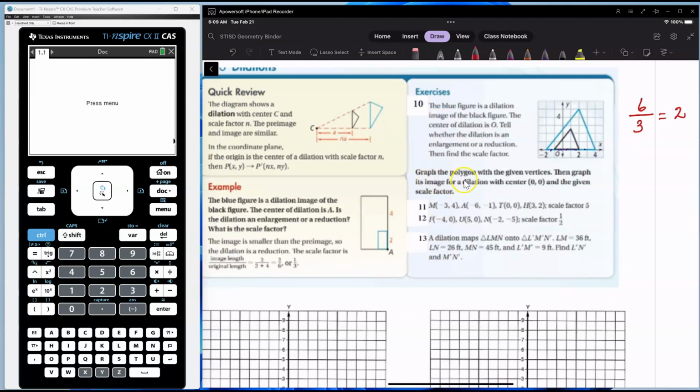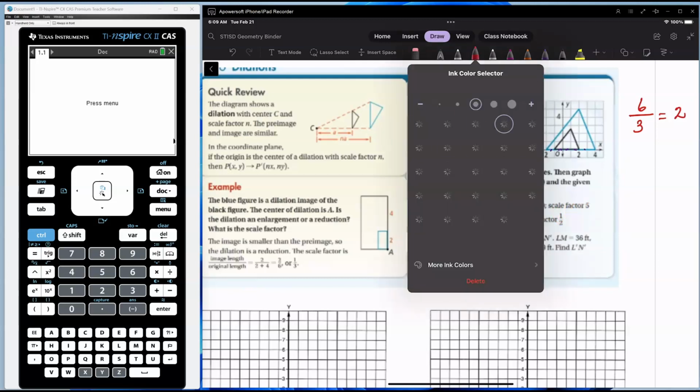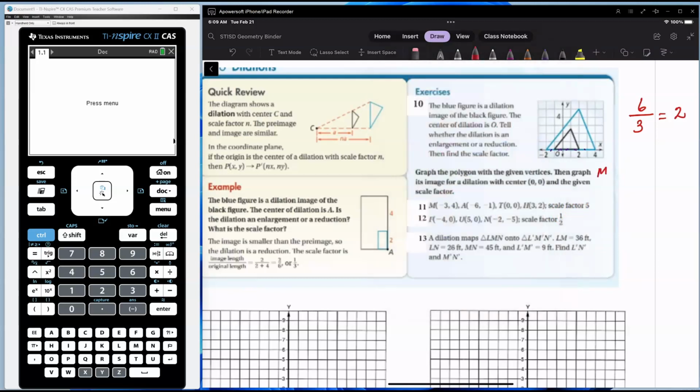It says graph the polygon with the given vertices. We're not going to do that, but I'm going to show you how to find the image, and here's the pre-image, MATH, with a scale factor of 5. So what we have to do to each of the coordinates is multiply by 5. So we want to find M prime. It's going to be 5 times -3, which is -15. And then 5 times 4 is 20.